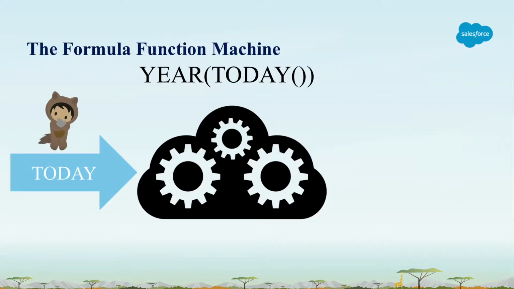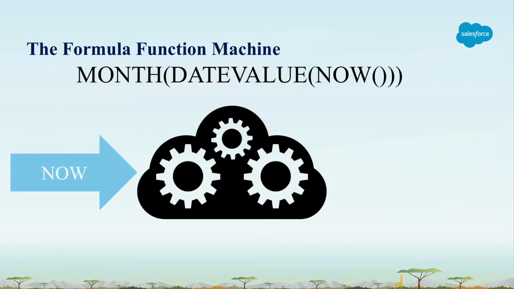So let's take this for a spin now. Let's take our function machine for a spin. If we do year of today, what are we going to get out? 2018. Awesome.